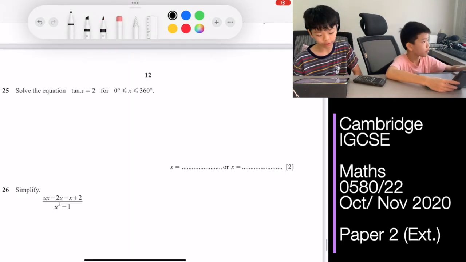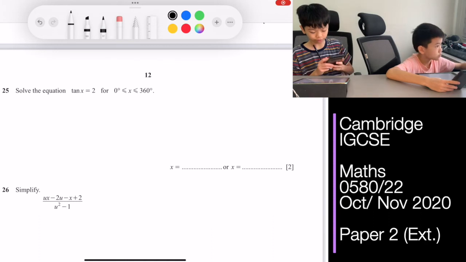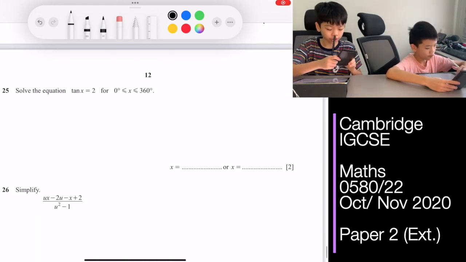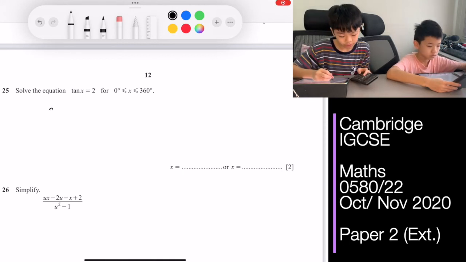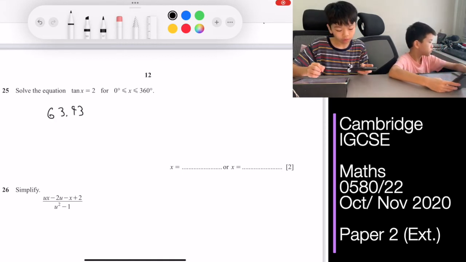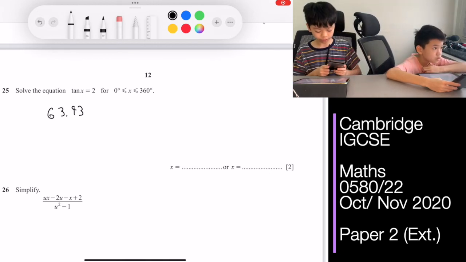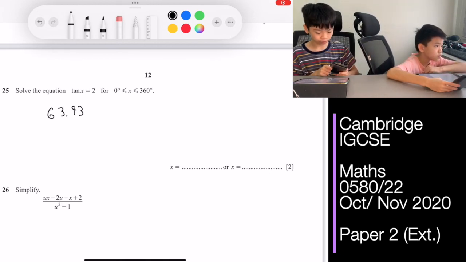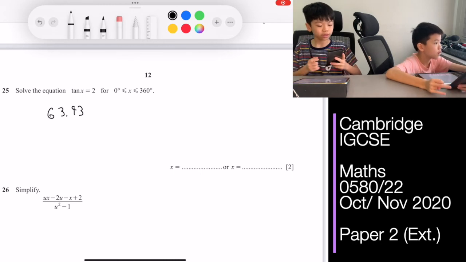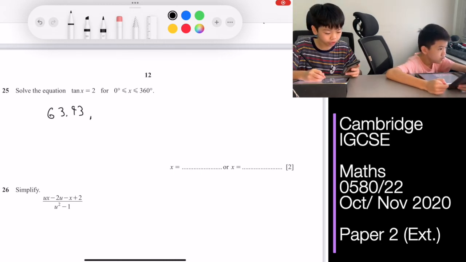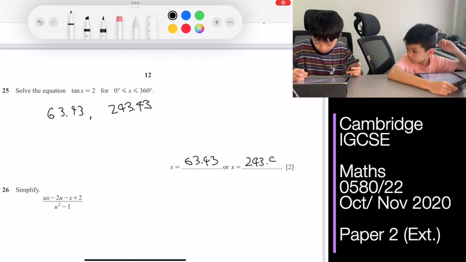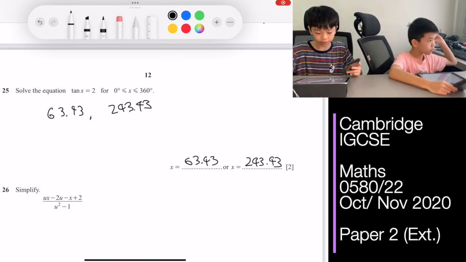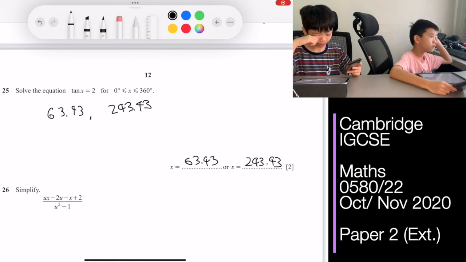Question 25. Solve the equation tangent x equals 2. So x is arctangent of 2, which is 63.43, or anything in between 0 and 360. So plus 180, and so it's 63.43 or 243.43. Both these numbers are in between 0 and 360.